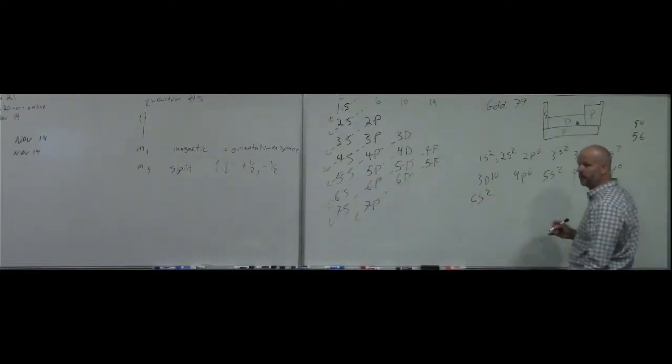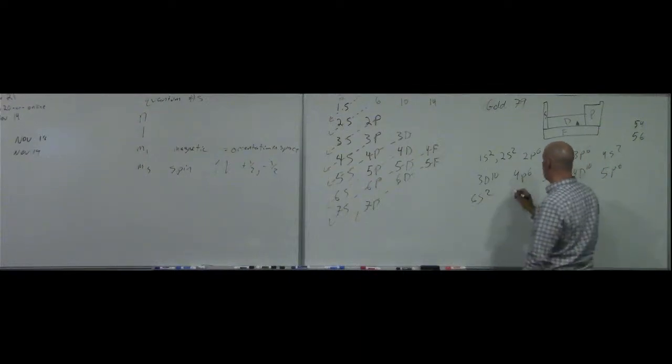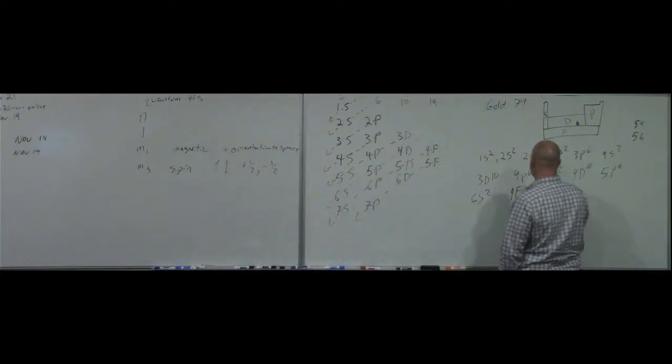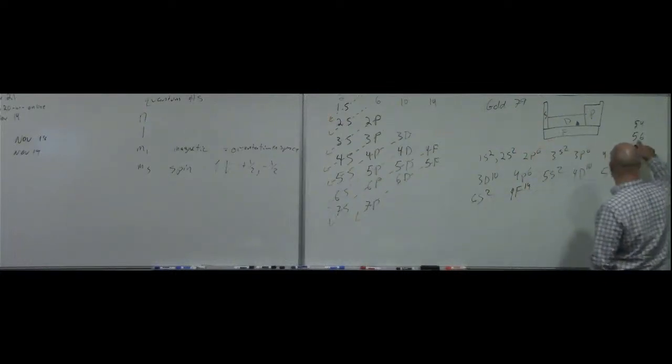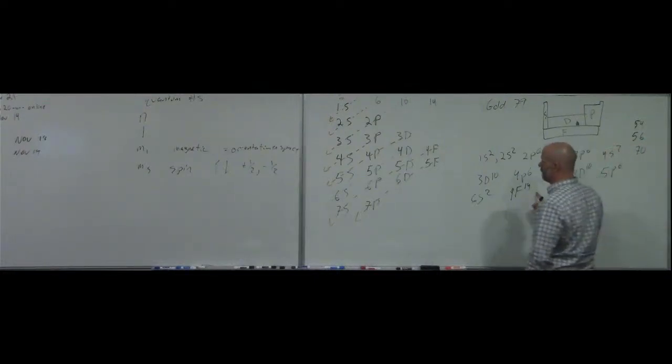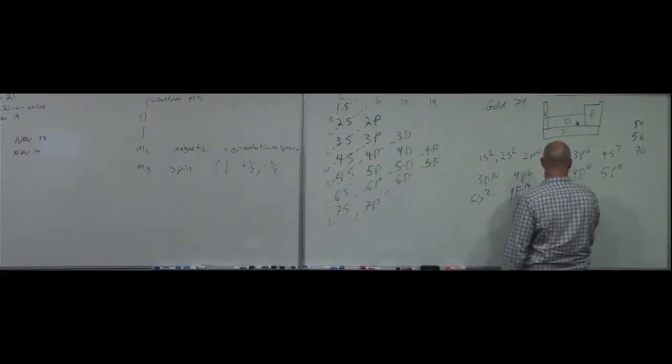56, right? Now it's 4f. How many does it get now? 14. Okay, so that puts me at 70, and what's next? Now it's 5d9.